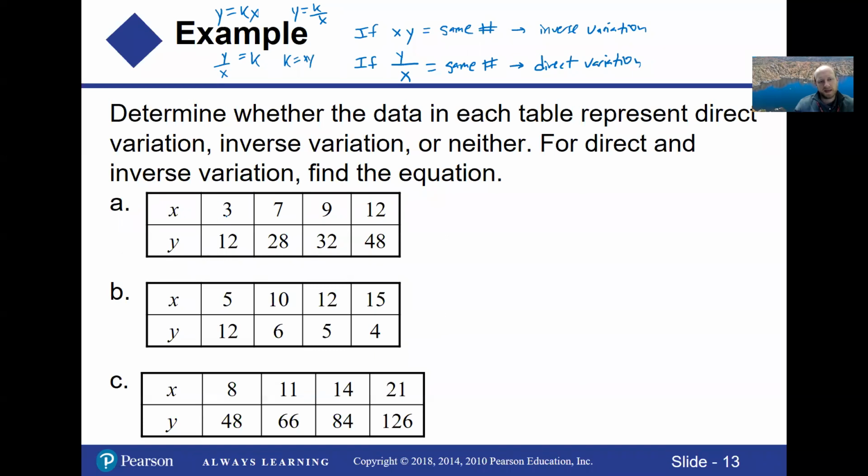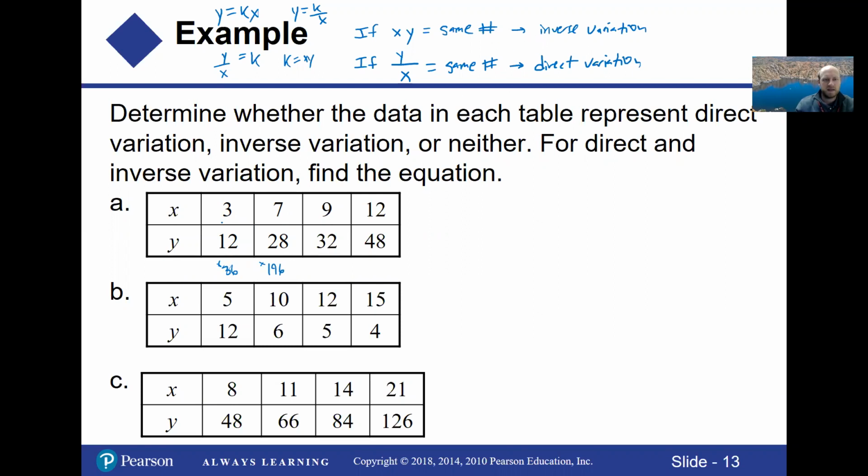Let's first multiply all of the x's times all the y's. What do I mean by that? I just mean 3 times 12. What is that? 3 times 12 is 36. 7 times 28. What's 7 times 28? That's 196. So right away, this is 36, this is 196 when I multiply those. They don't give you the same number. So I know right away that it's not inverse variation.